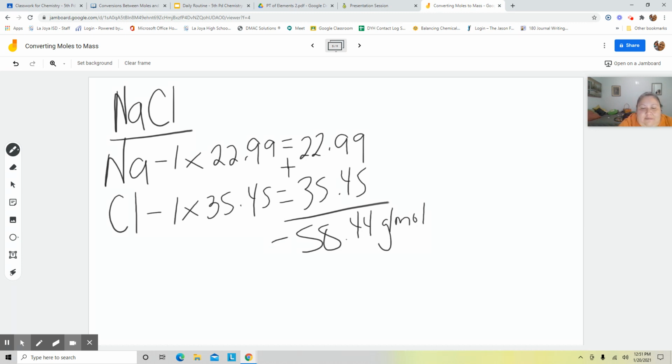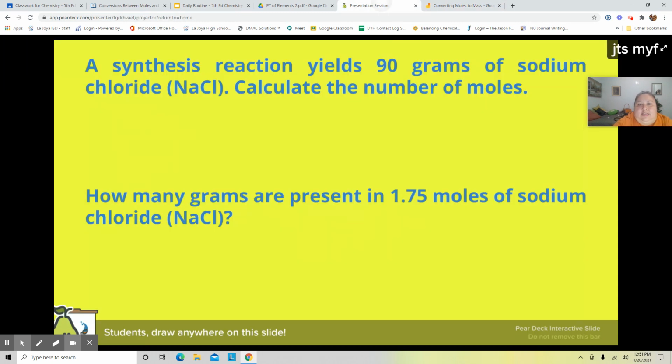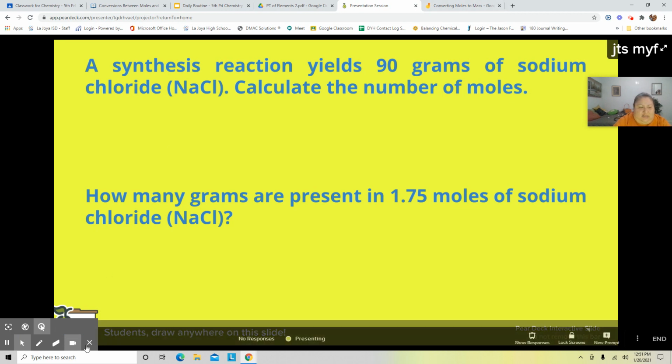So now we have molar mass, right? Okay, we got the key. Let's unlock the question. All right, so it says here, synthesize. It says we're given. What's our given, guys? What's my given? What unit are they giving us? What number are they giving us? What do you see here that they're giving us?